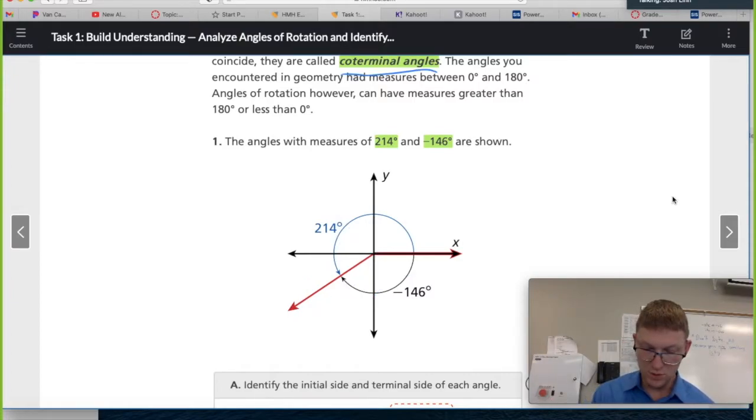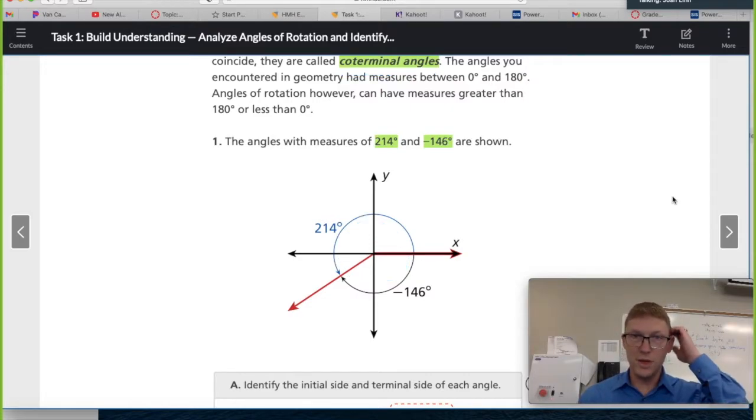You've got two rays here. You've got one being formed from 214 degrees, then you've got another one being formed from negative 146, and they're the same thing. So the angles can always be expressed as an angle less than 180 degrees. You just need a negative sign to help you do it.